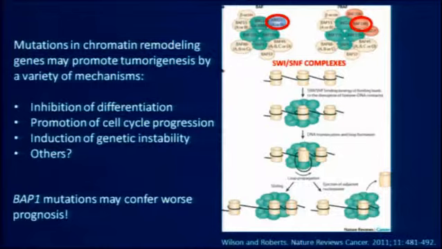One interesting finding, though, that's come after our study came out is that BAP1 mutations actually seem to confer a significantly worse prognosis, so they may be useful as a prognostic marker in cholangio.